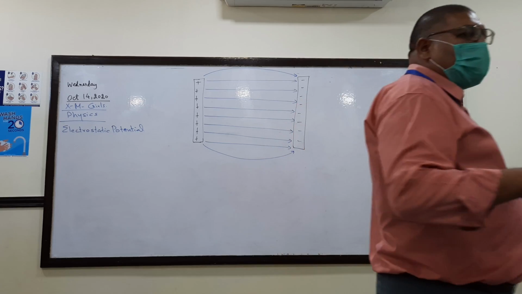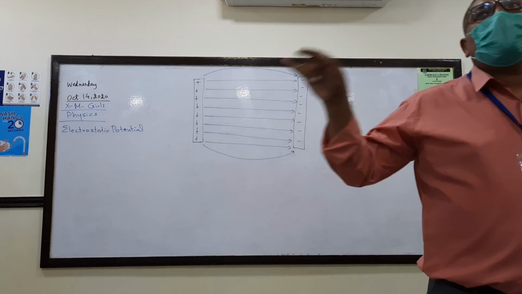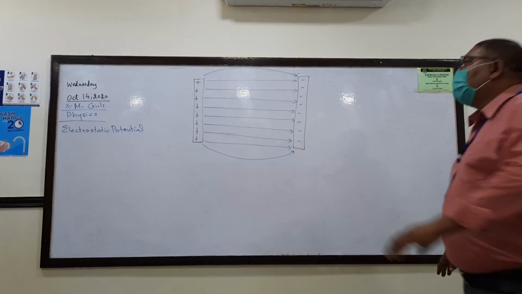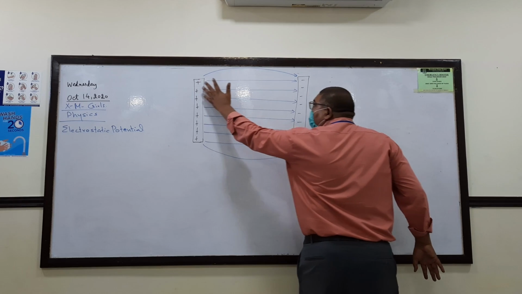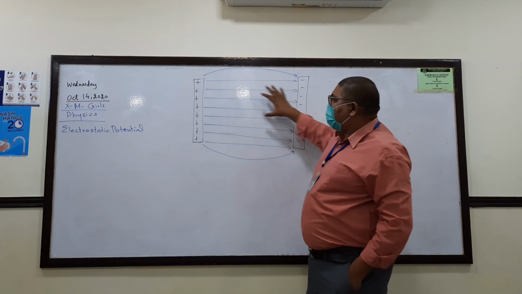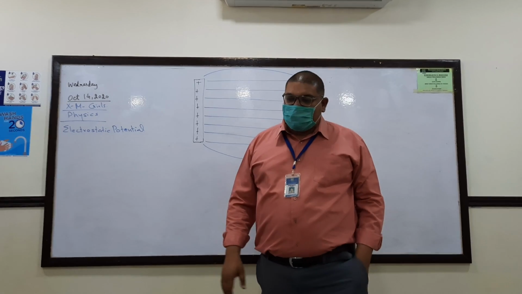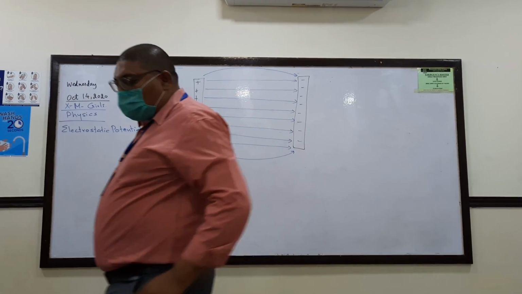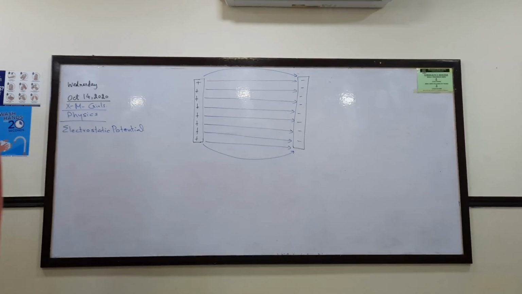And yesterday we learned they start from the positive and they go into the negative. So these electric field lines start from the positive and they come to the negative. And they are parallel to each other. The blue lines you can see as I have drawn. So the direction of the electric field is from positive to negative.